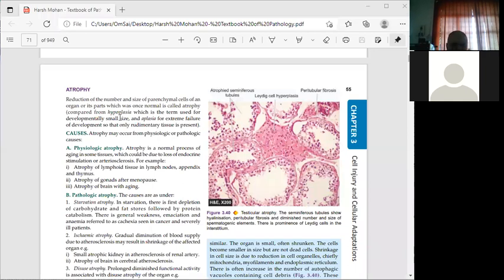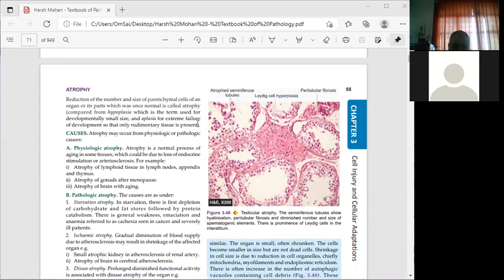Compare this with hypoplasia, which is the term used for developmentally small size, and aplasia, for extreme failure of development, so that only rudimentary tissue is present.